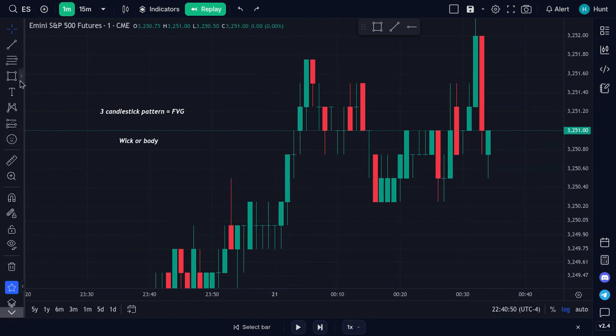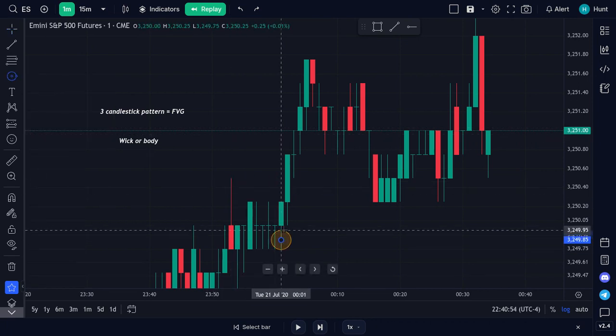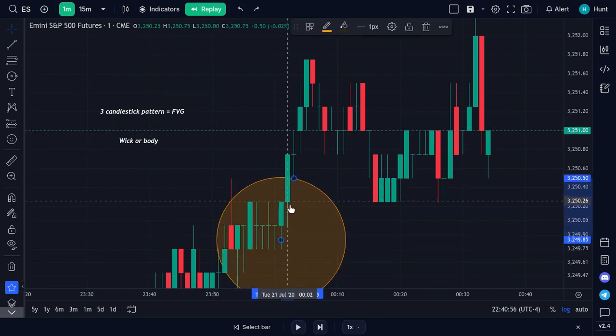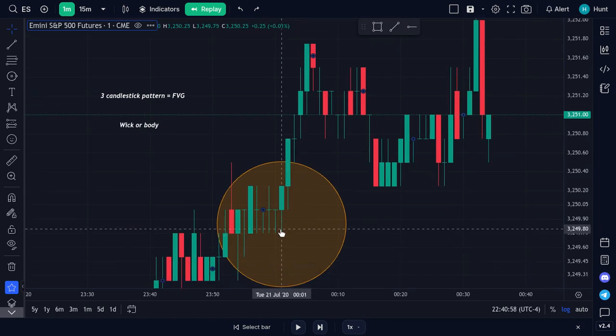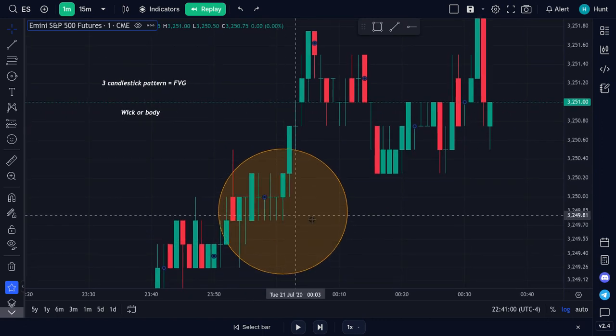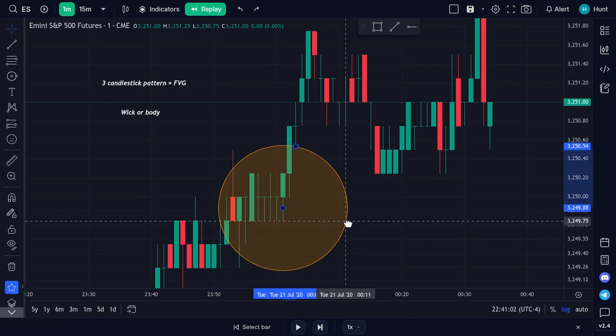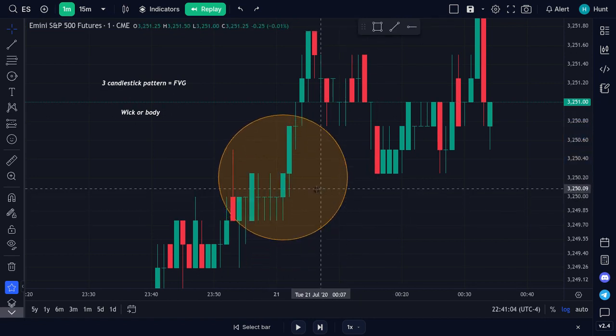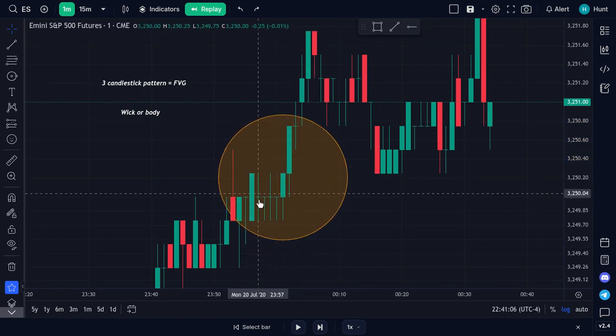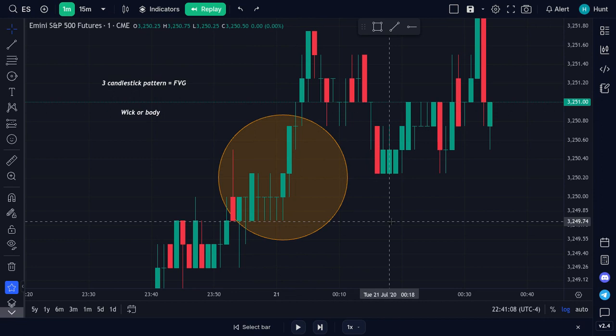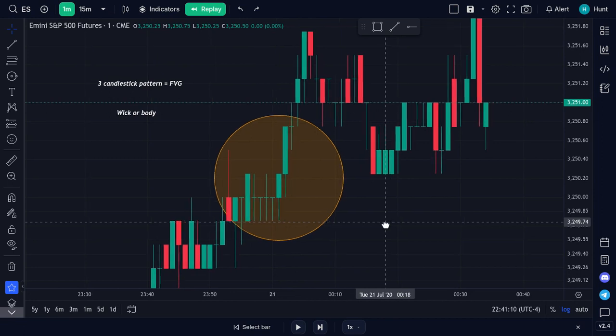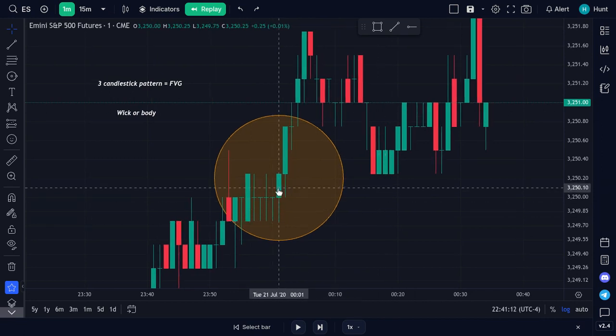Specifically, what I want to look at is this shaded portion right here. I'm trying to move this circle up just a little bit further. If we look specifically at this shaded portion, do we see any potential fair value gaps in this? I know that I see one. If we look at this green candlestick here, this green candlestick here, and another green candlestick here, right?